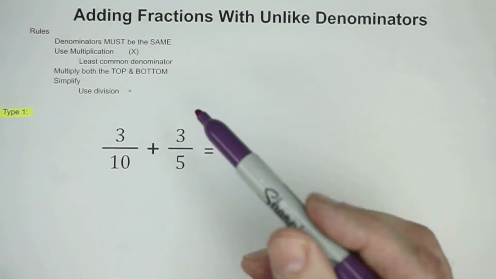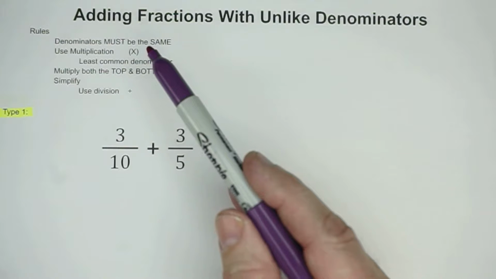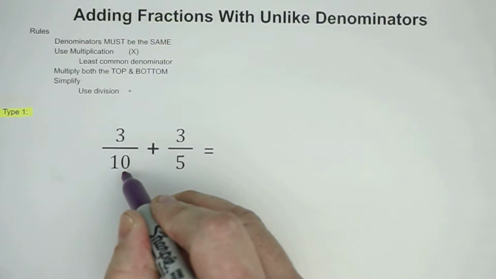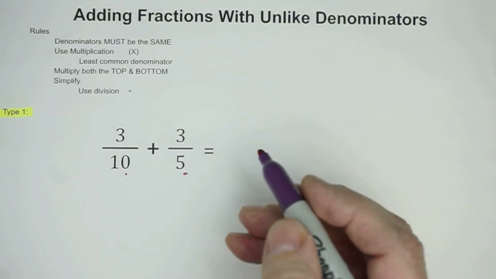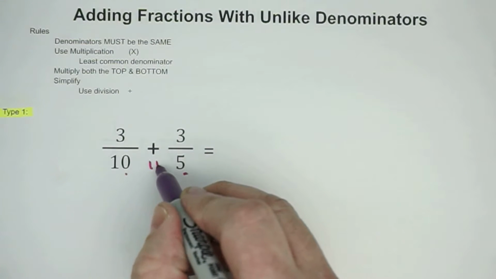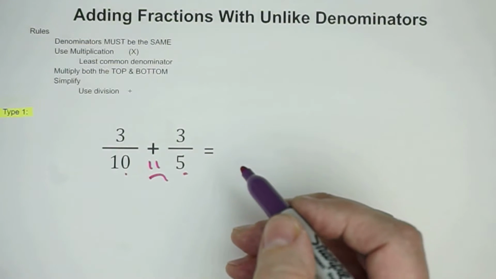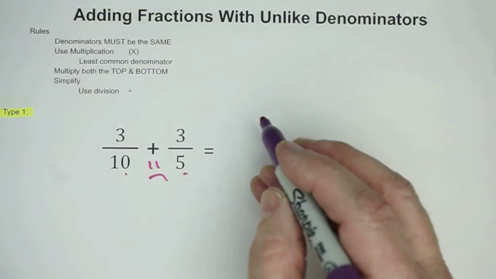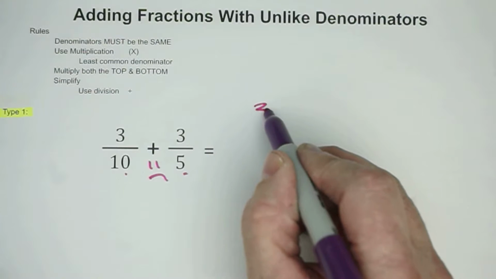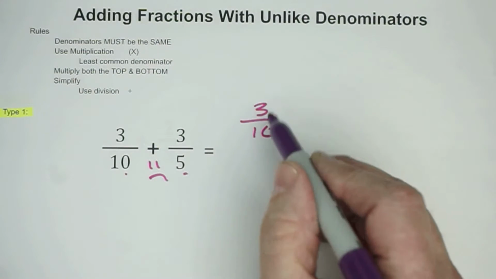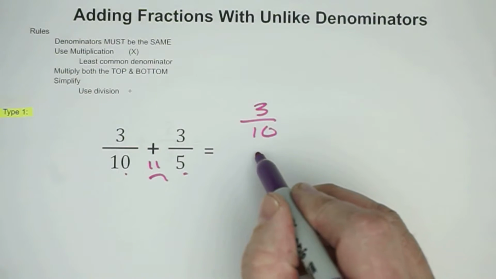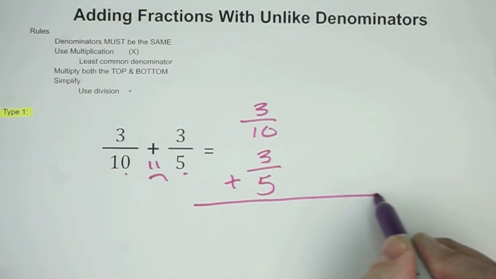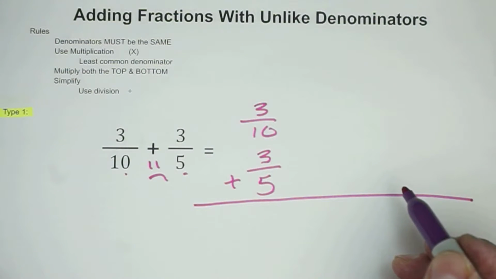Okay, so our first rule is that denominators must be the same. So when I see 3/10 plus 3/5, the first thing you do is you just check your bottom, and I can see that they are not the same, which means we're going to have to make them the same. Now, I think it's a good idea to rewrite your fractions up and down vertically. That's not a rule, but it's just a good idea because it helps to organize your work and lay it out a little bit better.